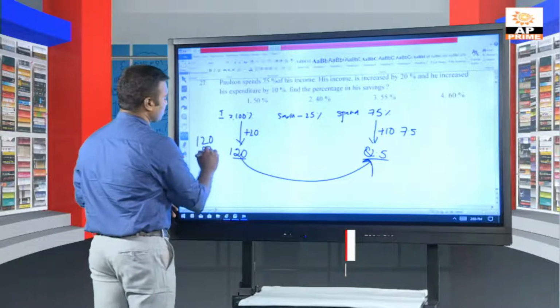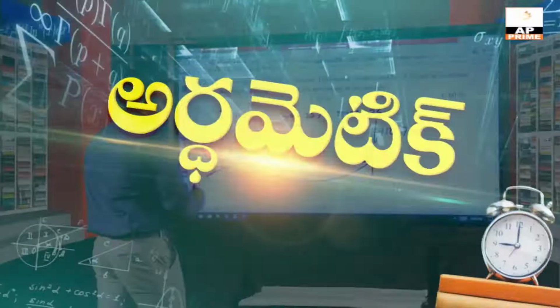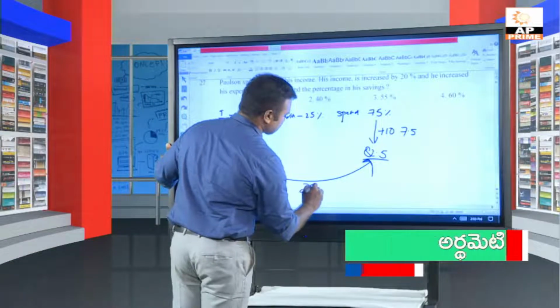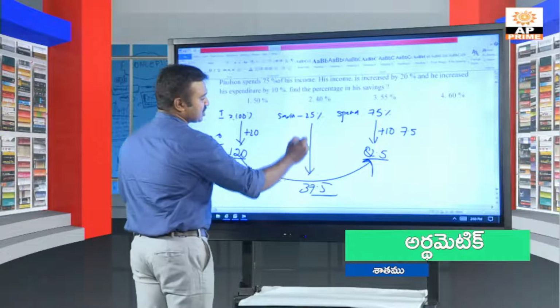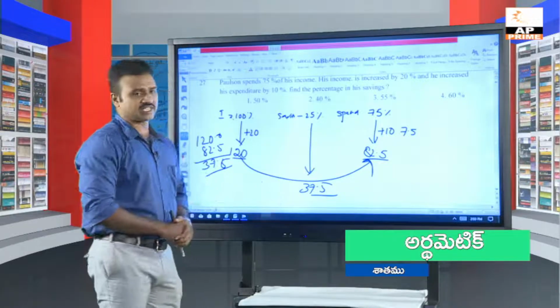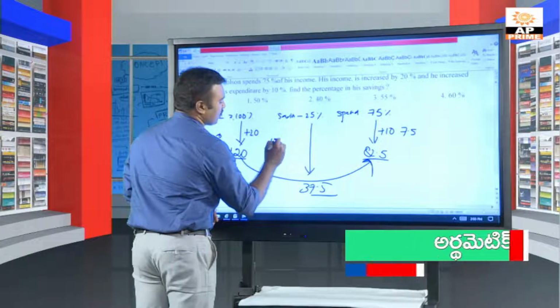120లోంచి 82.5 తీసేసాం, 37.5 అవుతుంది. అంటే ఎంత save చేస్తున్నాడంటే 37.5 చేస్తున్నాడు. అయితే వాడు ఎంత savings అన్నాడంటే ఇంతకుముందు 25 చేశాడు, ఇప్పుడు 37.5 చేస్తున్నాడు. అంటే ఖచ్చితంగా 12.5 చేస్తున్నాడుగా. So కాబట్టి 12.5 savings చేస్తున్నాడు.